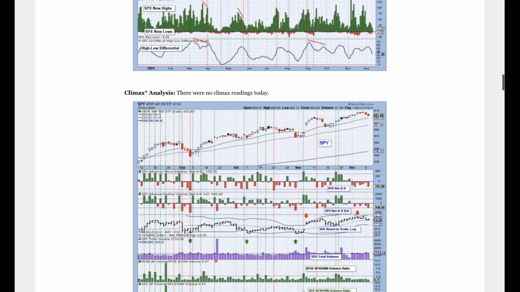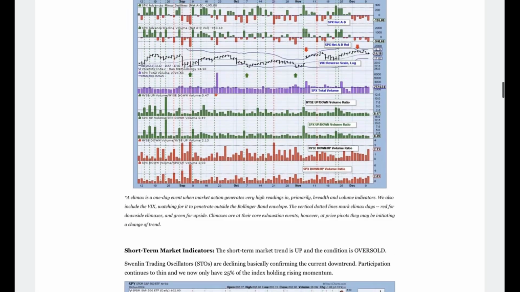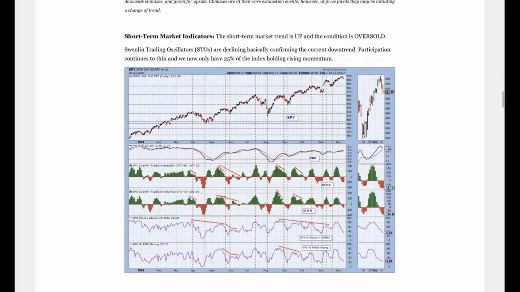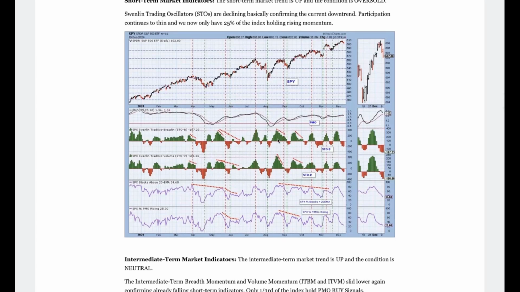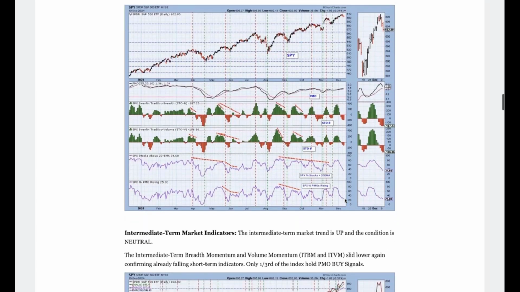New highs, new lows. Climax analysis, which I've done presentations on previously. Here's part of our PMO analysis. Right down here, you can see that we're looking at how many PMOs are rising, what percentage. Right now, only a quarter of the index has rising momentum. So there are problems intrinsically with what's going on in the market. At this point, it continues to go up, even though our Swenlin Trading Oscillators have been moving down. We attribute this to mega cap influence.